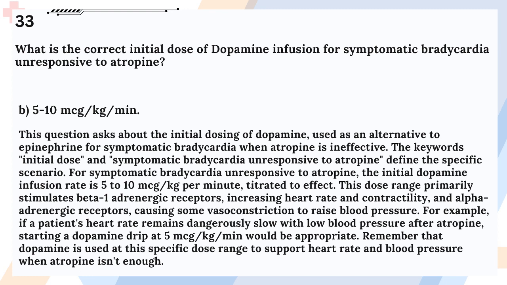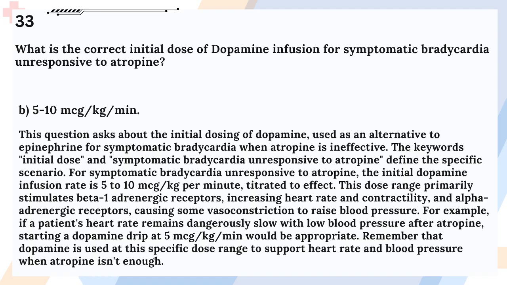titrated to effect. This dose range primarily stimulates beta-1 adrenergic receptors, increasing heart rate and contractility, and alpha-adrenergic receptors, causing some vasoconstriction to raise blood pressure. For example, if a patient's heart rate remains dangerously slow with low blood pressure after atropine, starting a dopamine drip at 5 micrograms per kilogram per minute would be appropriate. Remember that dopamine is used at this specific dose range to support heart rate and blood pressure when atropine isn't enough.